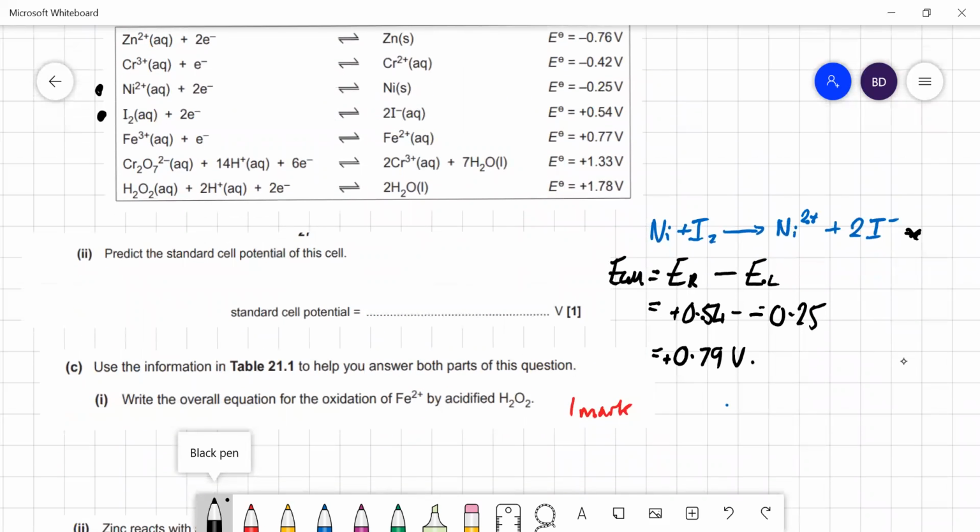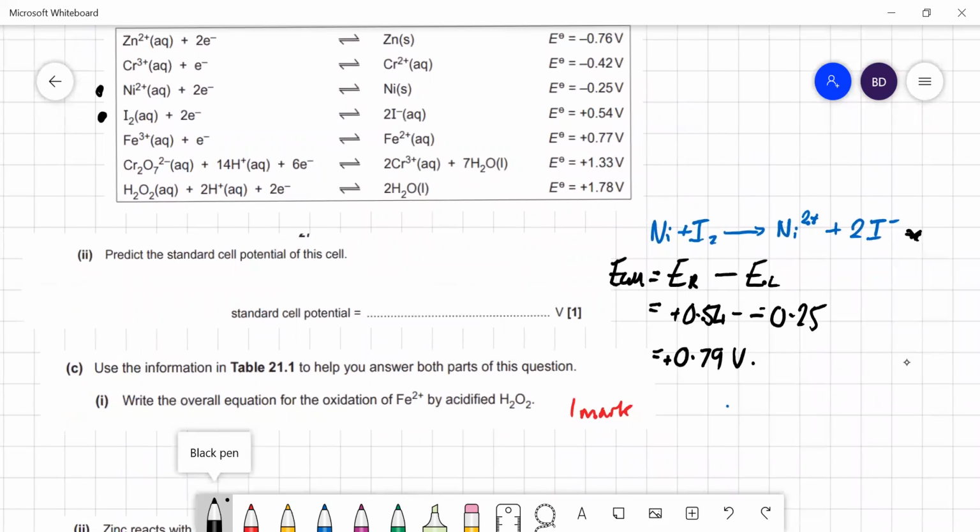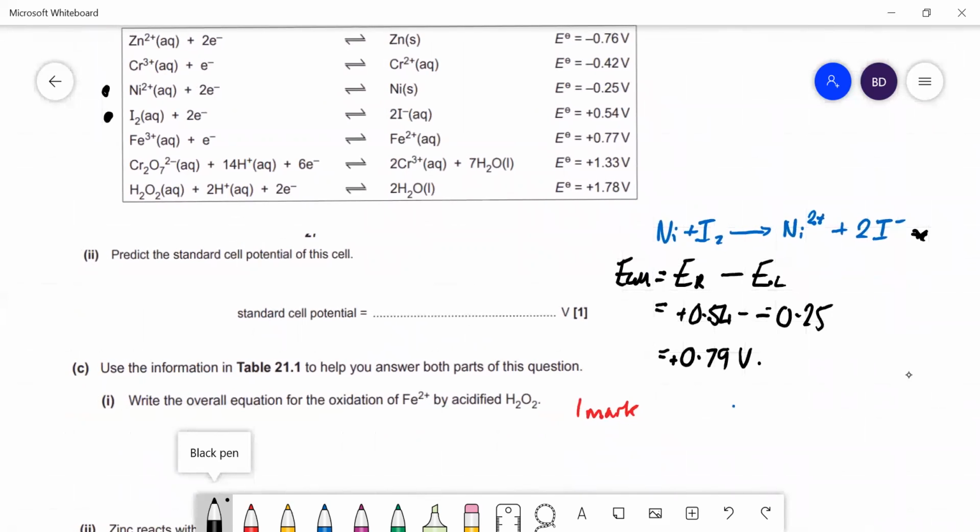Okay, right, we've got to use the information in table 20. What will happen, the overall equation for the oxidation of Fe2 plus by acidified hydrogen peroxide. Okay, so let's look at the 2 half equations we want there.